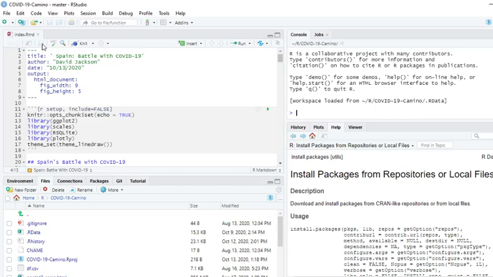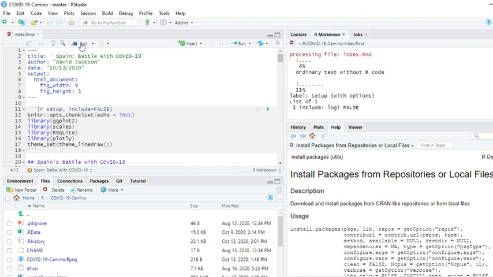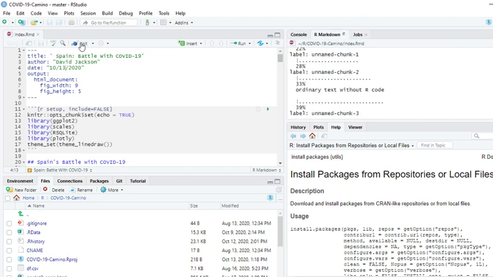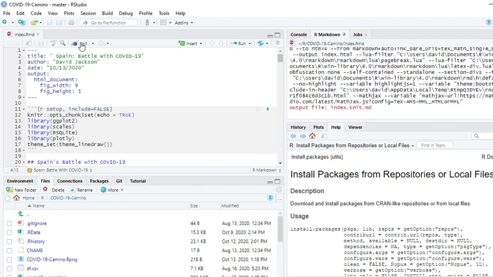Today is October the 13th, 2020. I'm doing my daily COVID-19 analysis for the state of Spain. Spain has certainly been struggling, with cases and even, to a certain extent, deaths. So let's just run this report real quick and see exactly what it says.